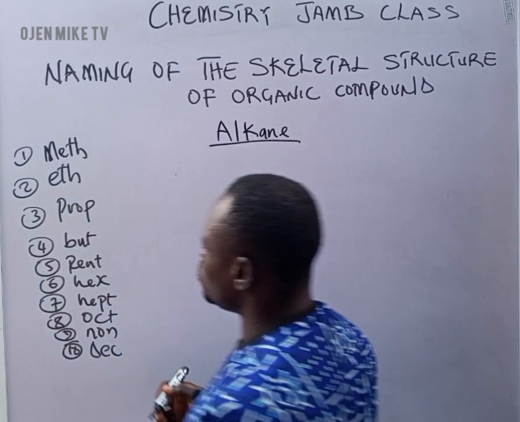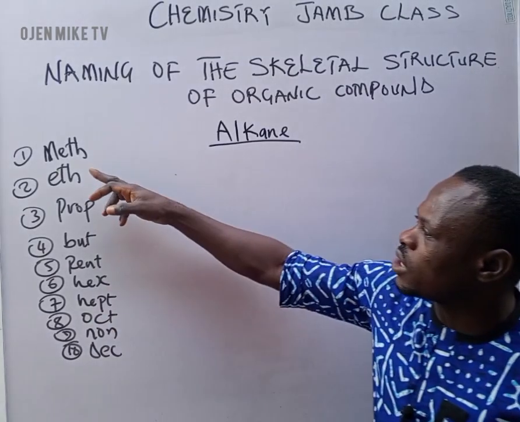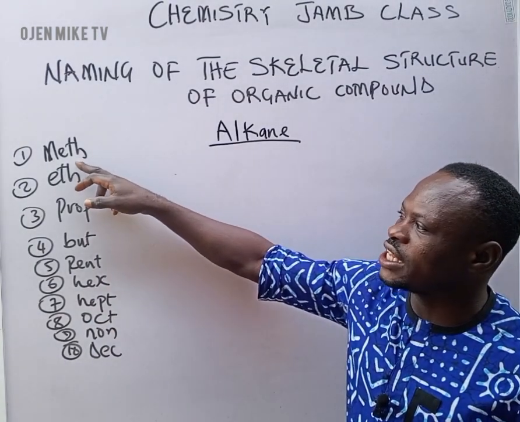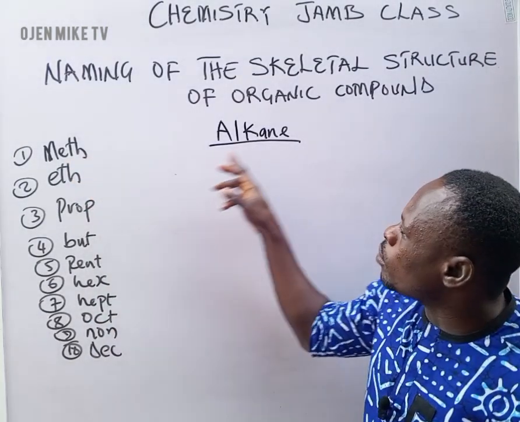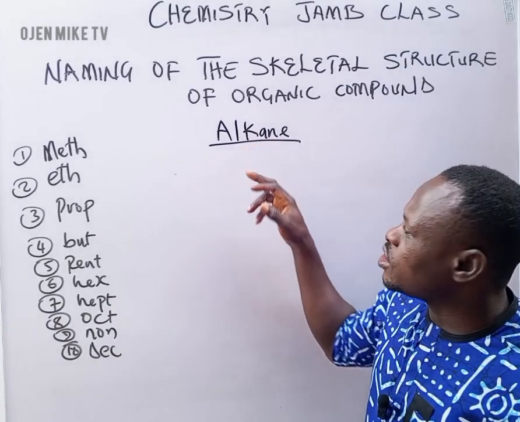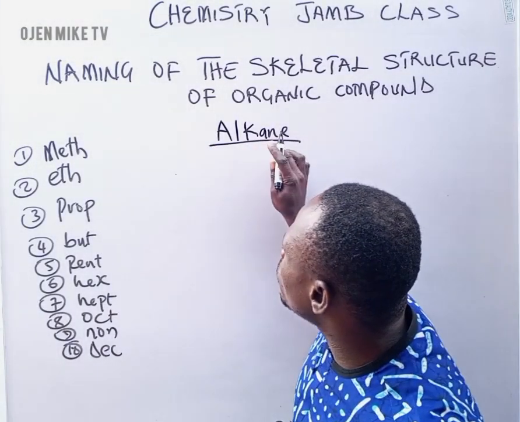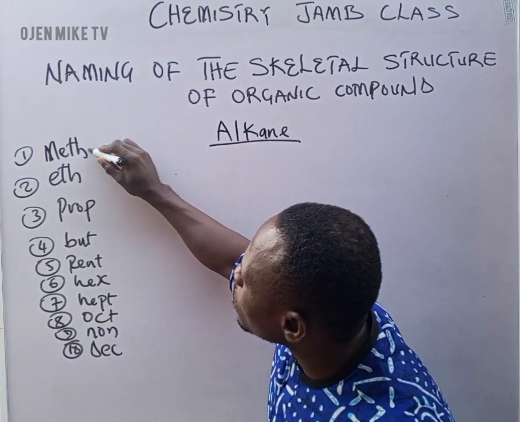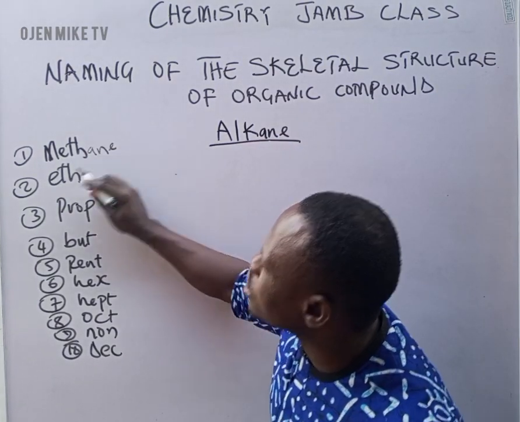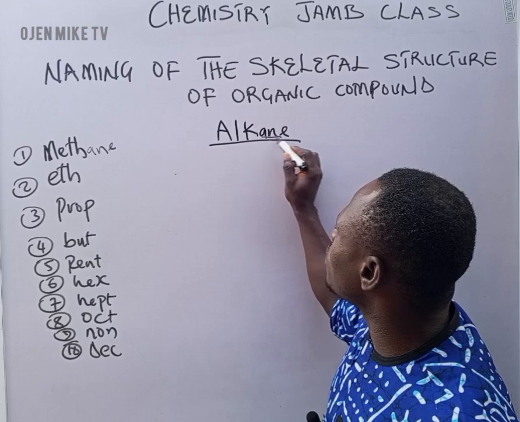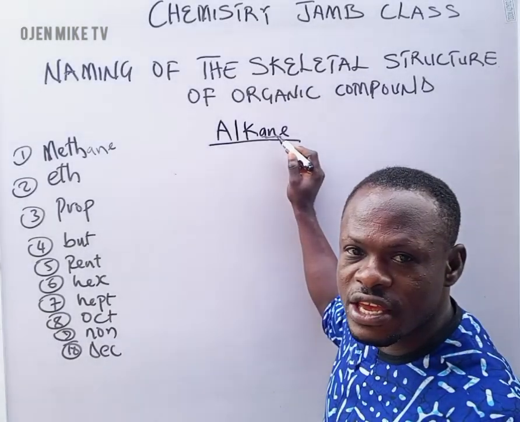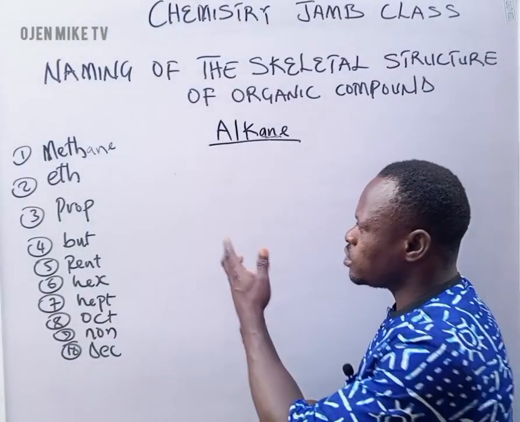Each time you see a carbon atom with 1, it means that carbon atom is meth. But because we are looking at alkane, the name ending will end with ane. So for this one, we end with what? Ane. This is methane. This is the name ending we are looking at. Now we begin with the first one.